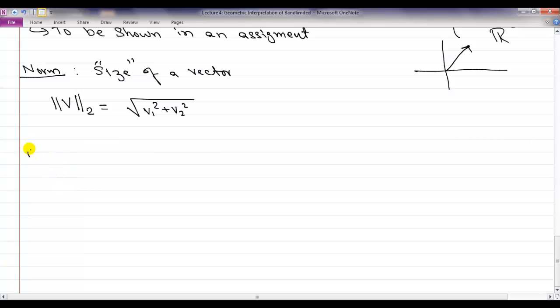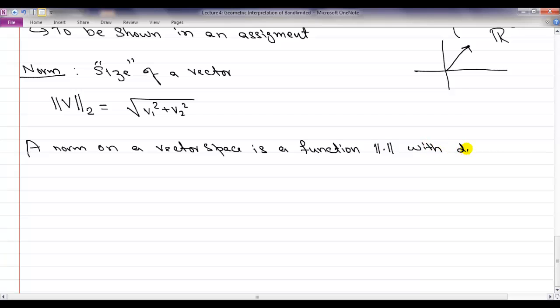The formal definition is that a norm on a vector space is a function, which we write with these two double bars, which has domain being the vector space and range being the real line, such that the following hold.